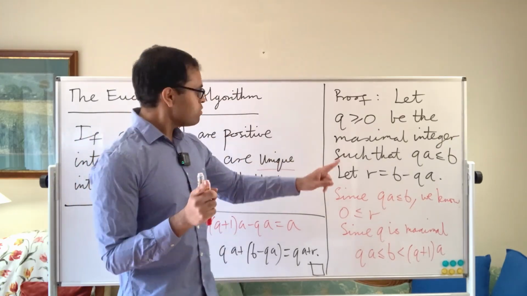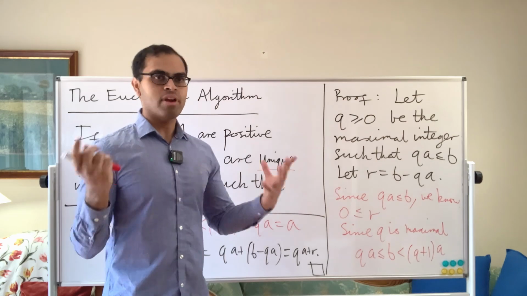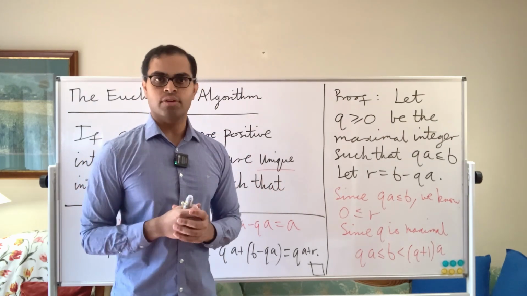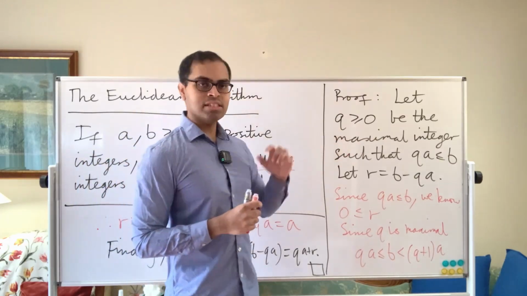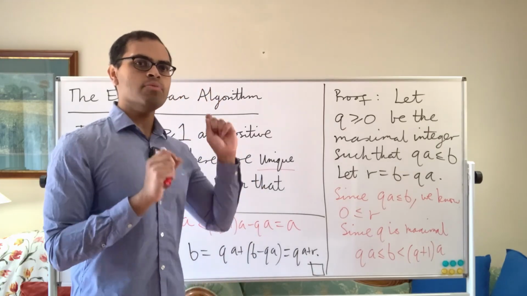Everything is tied together, right? We chose Q so it's maximal. It has to be, because if we chose Q to be some random number, then we would not be able to know the remainder is less than A, because it wouldn't necessarily be true. So the maximality of Q is important. And once you've got the maximality of Q, everything else follows. So that was the key idea. That was the thing we had to extract.